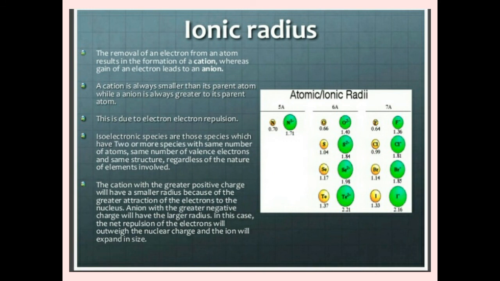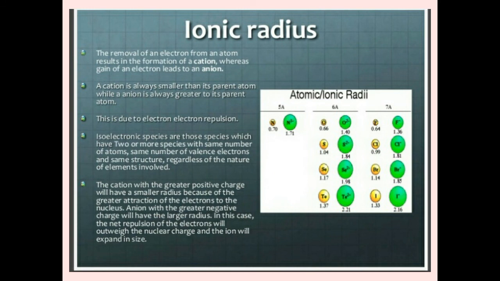Otherwise, if we talk about the trends, the changes in the radius, what we can see is that when we move along a period, that is from left to right, the atomic radius always decreases. Why does it decrease? Because the nuclear charge increases. As the number of protons increases, the nuclear charge also increases when we move along a period. This is the reason the radius decreases, though there are some exceptions about which we will study later, but here I am telling you the trend.